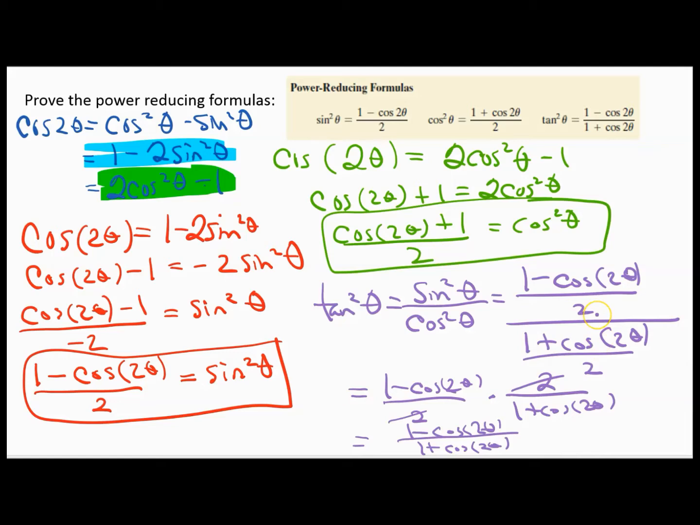And we did this one just like verifying an identity. The other two, the red and the green, the sine squared of theta and the cosine squared of theta, we just manipulated a formula. All we did was rearrange it. But now tangent squared of theta, we actually verified the identity by starting with the left-hand side and making it equal the right-hand side.